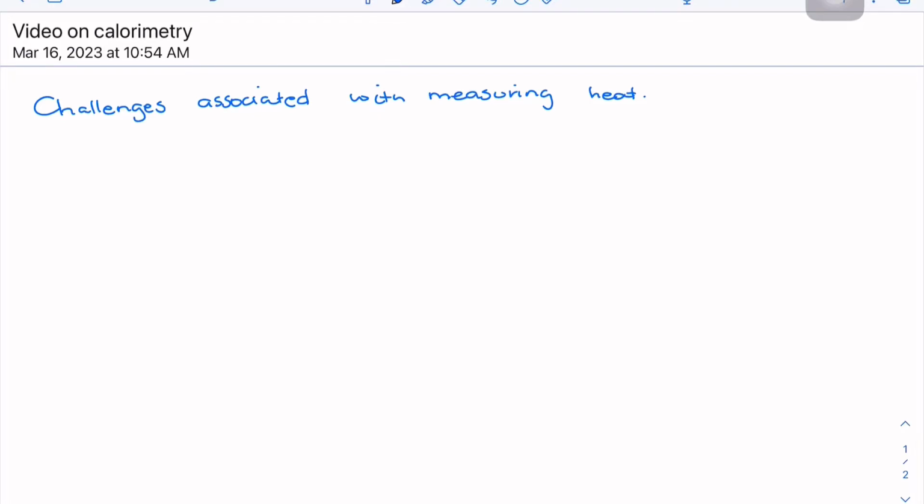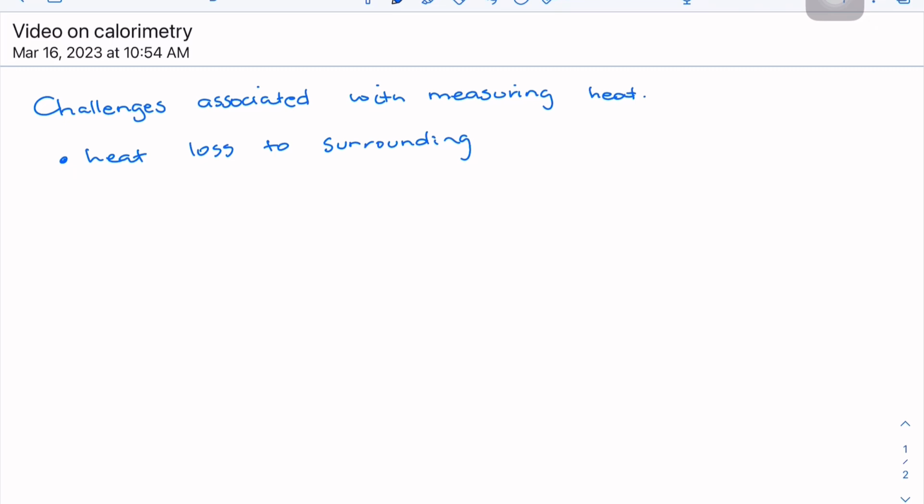So we've been looking at measuring heat. There are challenges associated with this, and the most glaring one is the heat loss to the surrounding. Whenever you're measuring heat, there's always going to be heat loss to the surrounding. Unfortunately, it's hard to measure how much heat was lost. So we just have to live with this problem, okay?